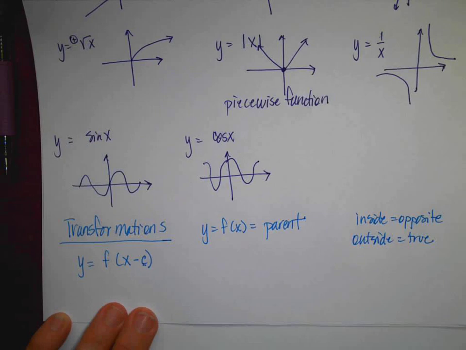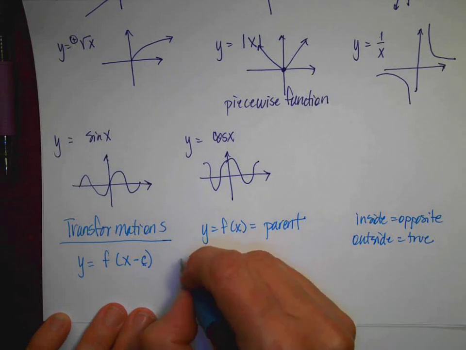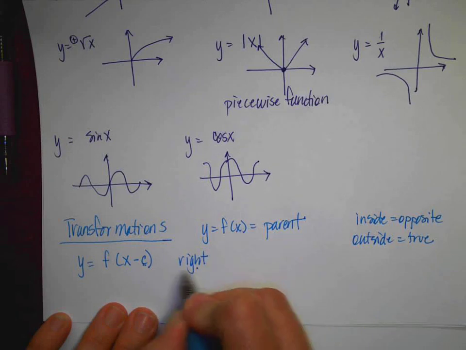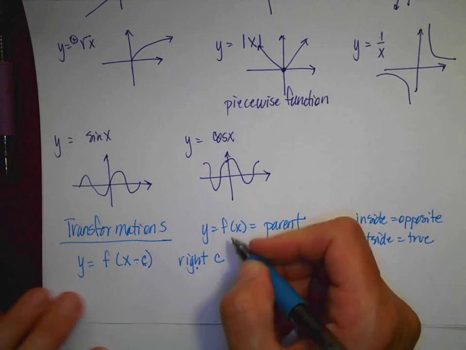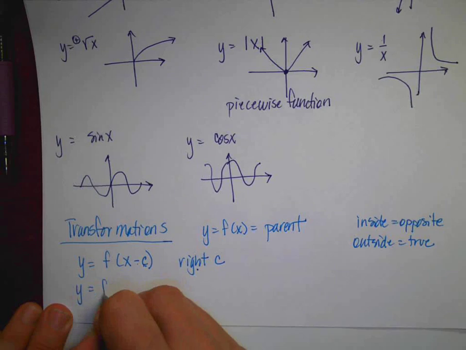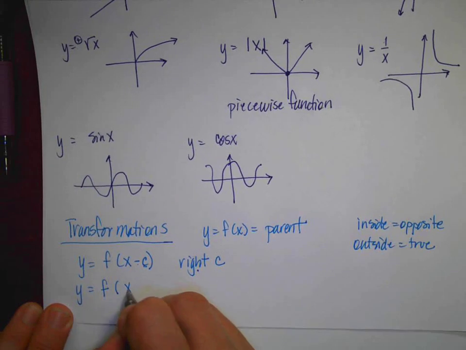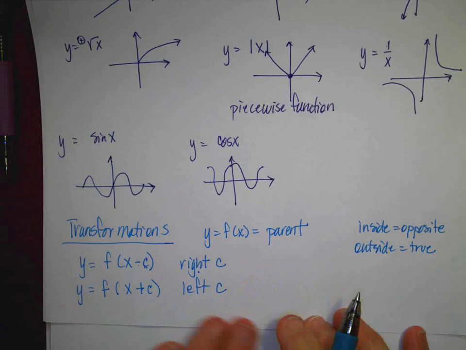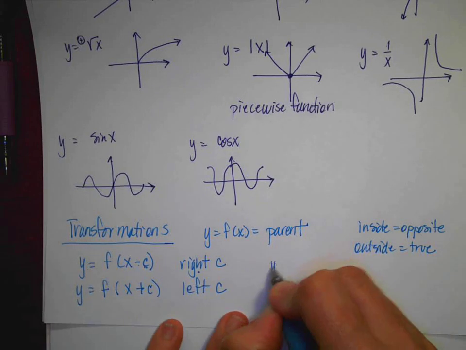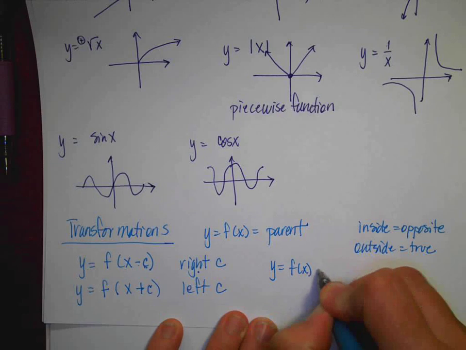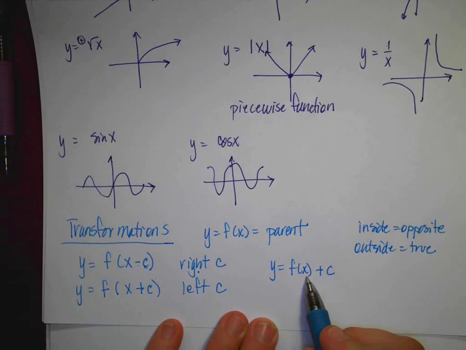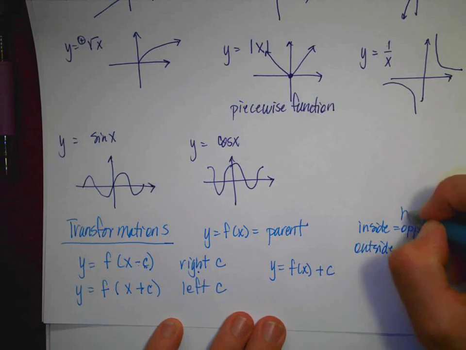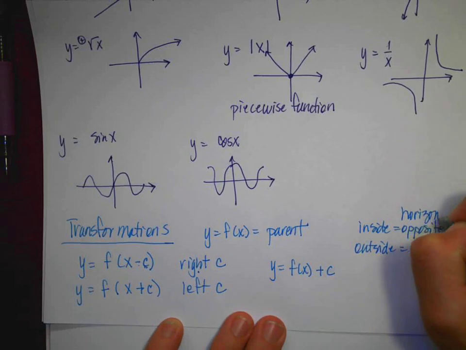Outside equals true. So that means it's the actual value that it is. So this is going to be right. Right is positive. Remember, it's the opposite, c. And then if I have y is equal to f of x plus c, that would be left c. If I have y is equal to f of x plus c, this is outside the function. Inside the function is horizontal.